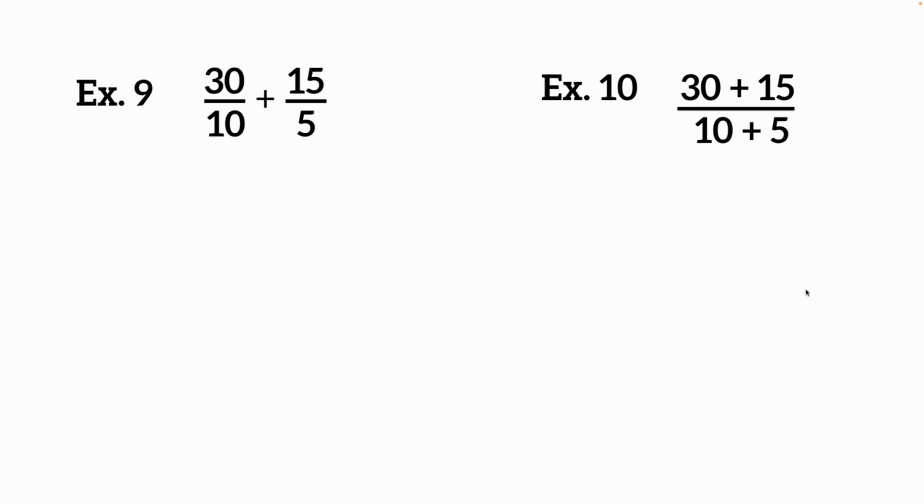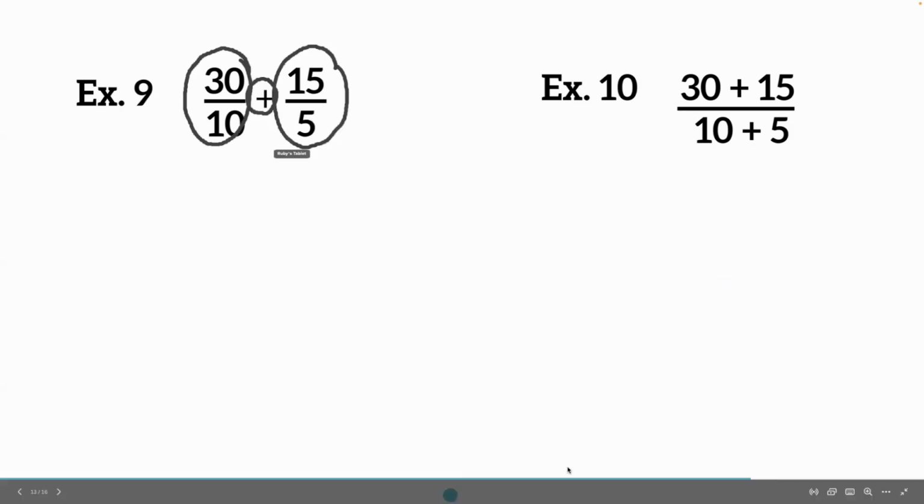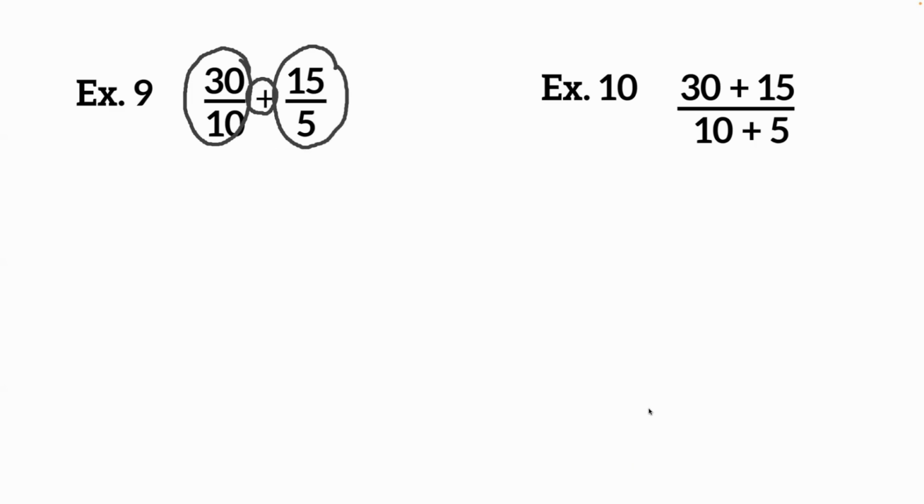On example 9, we have 30 divided by 10 plus 15 divided by 5. Now, you might say, well, how is that any different? It's about how long the fraction bar is. Remember, we said fractions can be used for grouping. In example 10, we have this whole group, 30 plus 15, divided by this whole group, 10 plus 5. So if I wanted to read this expression, I would probably say the sum of 30 and 15 divided by the sum of 10 plus 5. I'm saying take that entire expression and divide by that entire expression.